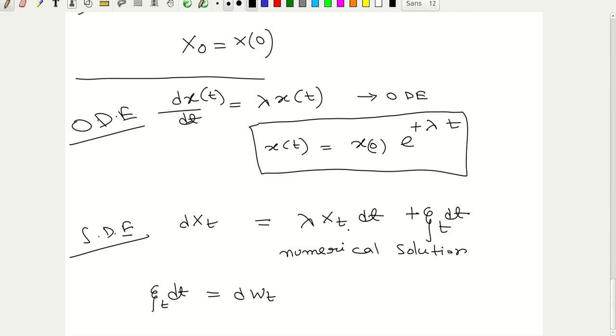This dWt is basically a Gaussian white noise with zero mean, and the standard deviation is equal to the square root of dt. So this is a Gaussian noise with zero mean and standard deviation sigma equal to square root of dt. That is the thing to solve for the numerical solution. Each time you solve it numerically, you need to generate a Gaussian white noise with this mean and this standard deviation, add it to the differential equation, and then solve it.